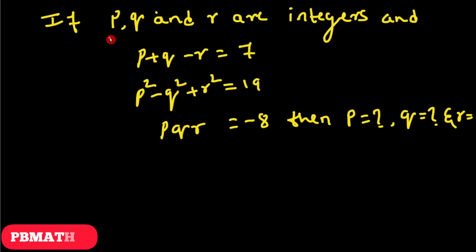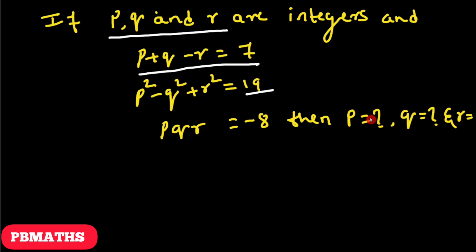If p, q, r are integers and p plus q minus r equals 7, p square minus q square plus r square equals 19, pqr equals minus 8, then we have to find out the values of p, q and r.